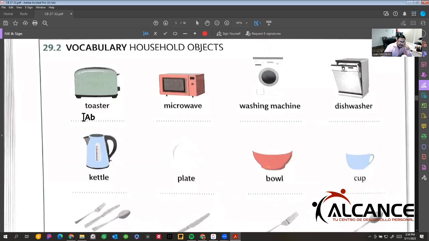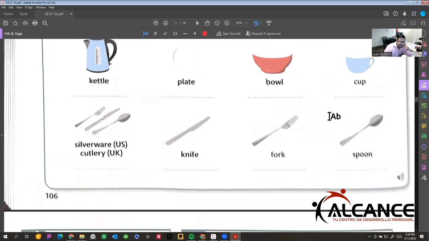On this one, you just have to put it in Spanish, right? Tostadora, microondas, washing machine, dishwasher. You just have to write it down. Se tiene que escribir.